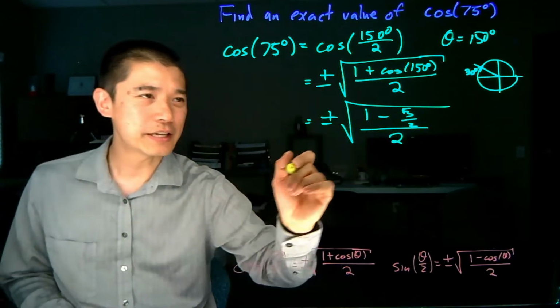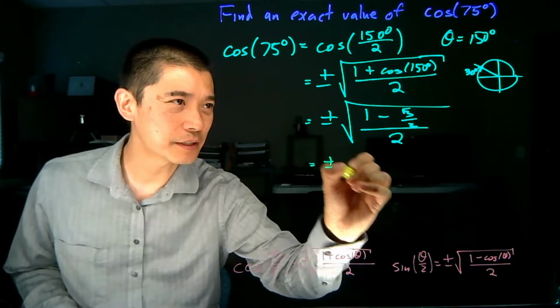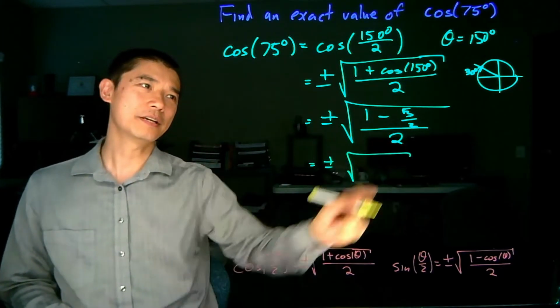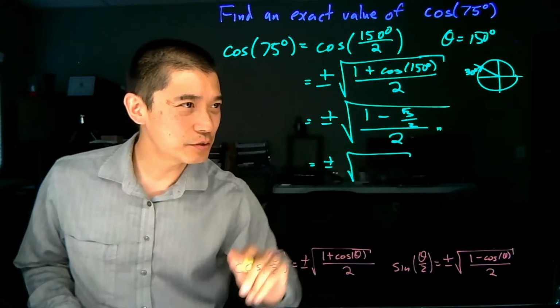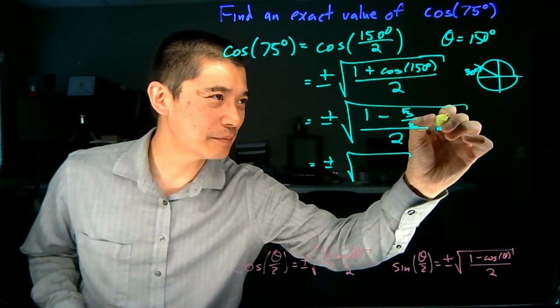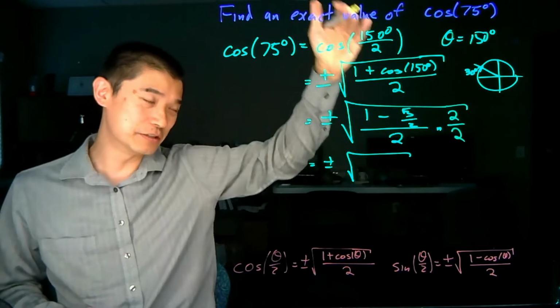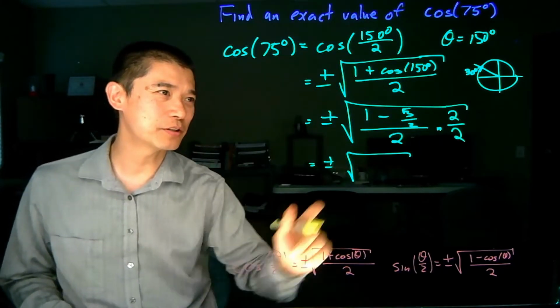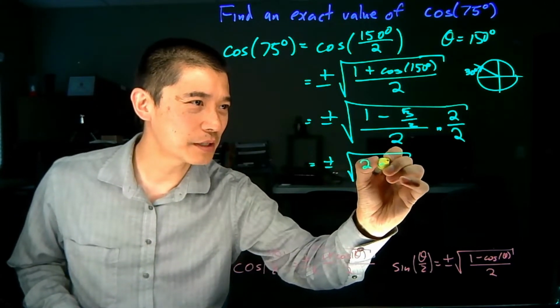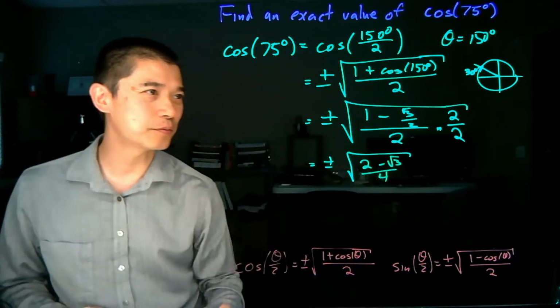So we can go ahead and simplify this, plus or minus the square root of, let's see, we have a 2 in the denominator there, and that's the only thing in the denominator of the numerator, and so we can multiply top and bottom by 2. 2 minus square root of 3 over 4.